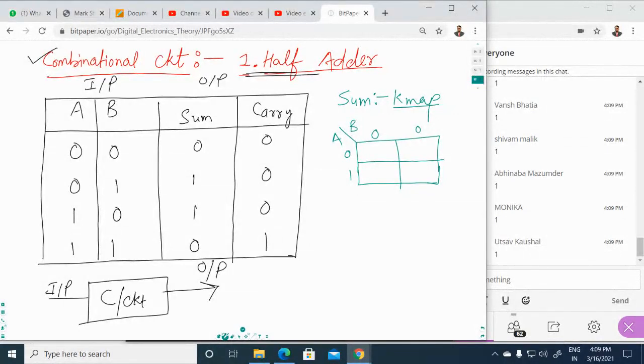Okay, so quickly give your response. How can you draw this K map? Where is 1 1? This is the 0 0 position. This is 0 1, this is 1 0 and this is 1 1 position. So quickly give your response, where do we put these ones?